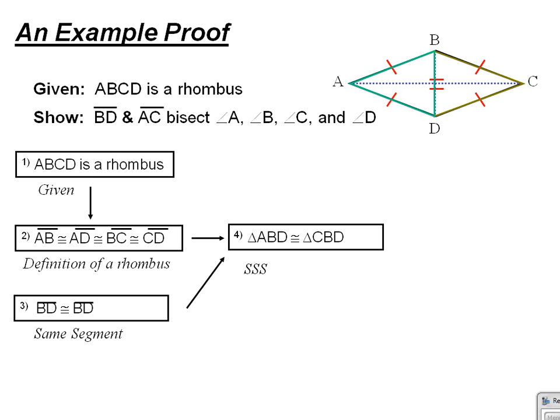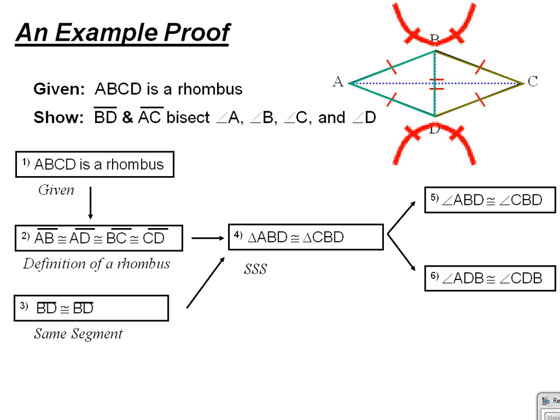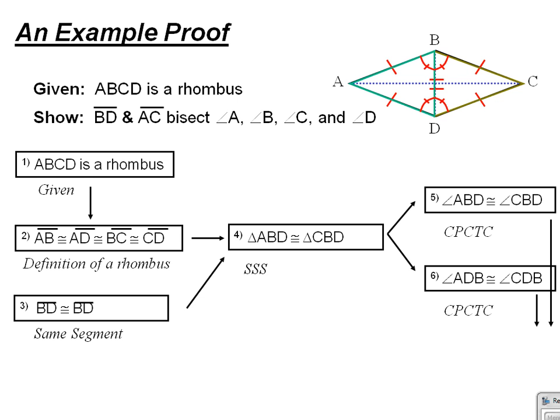From that statement, we can then conclude that these halves of angles B and D, particularly angle ABD and angle CBD, are congruent to each other. And likewise, that angle ADB and angle CDB are also congruent to each other because corresponding parts of congruent triangles are congruent. From those facts, we can then conclude that segment BD bisects angle B and angle D.